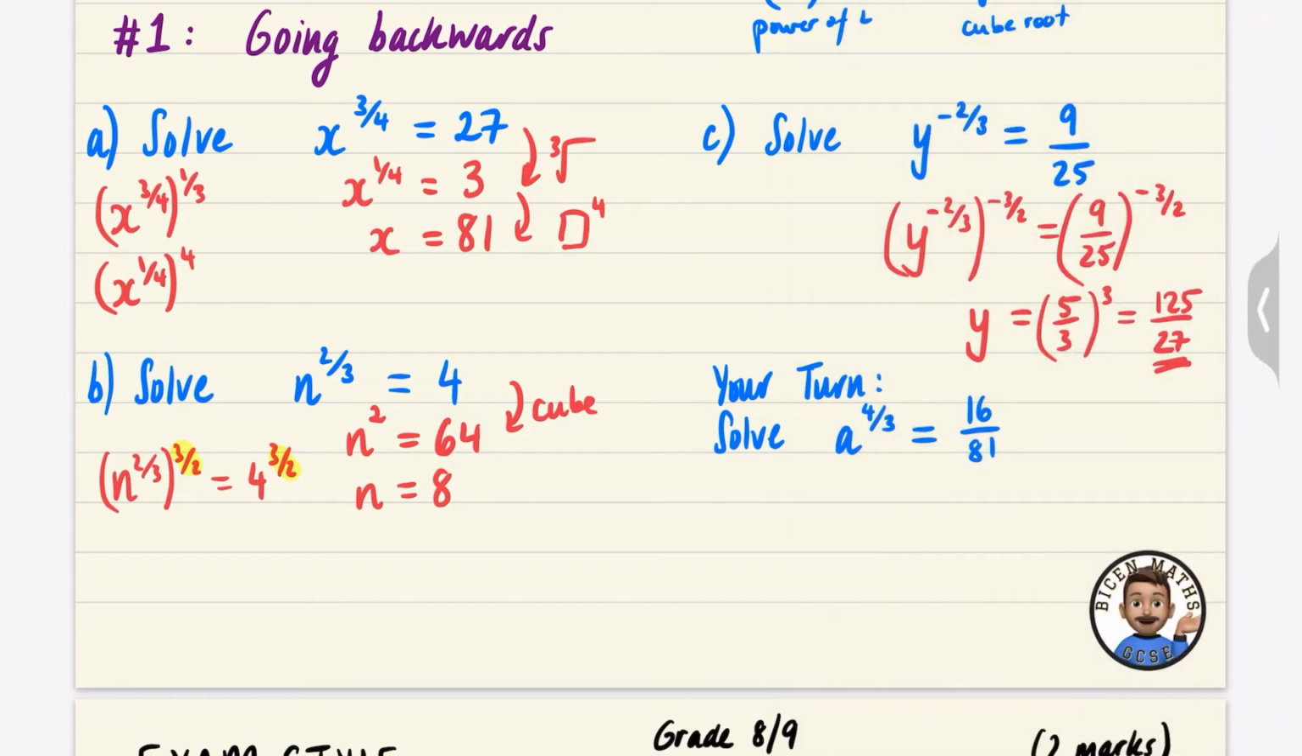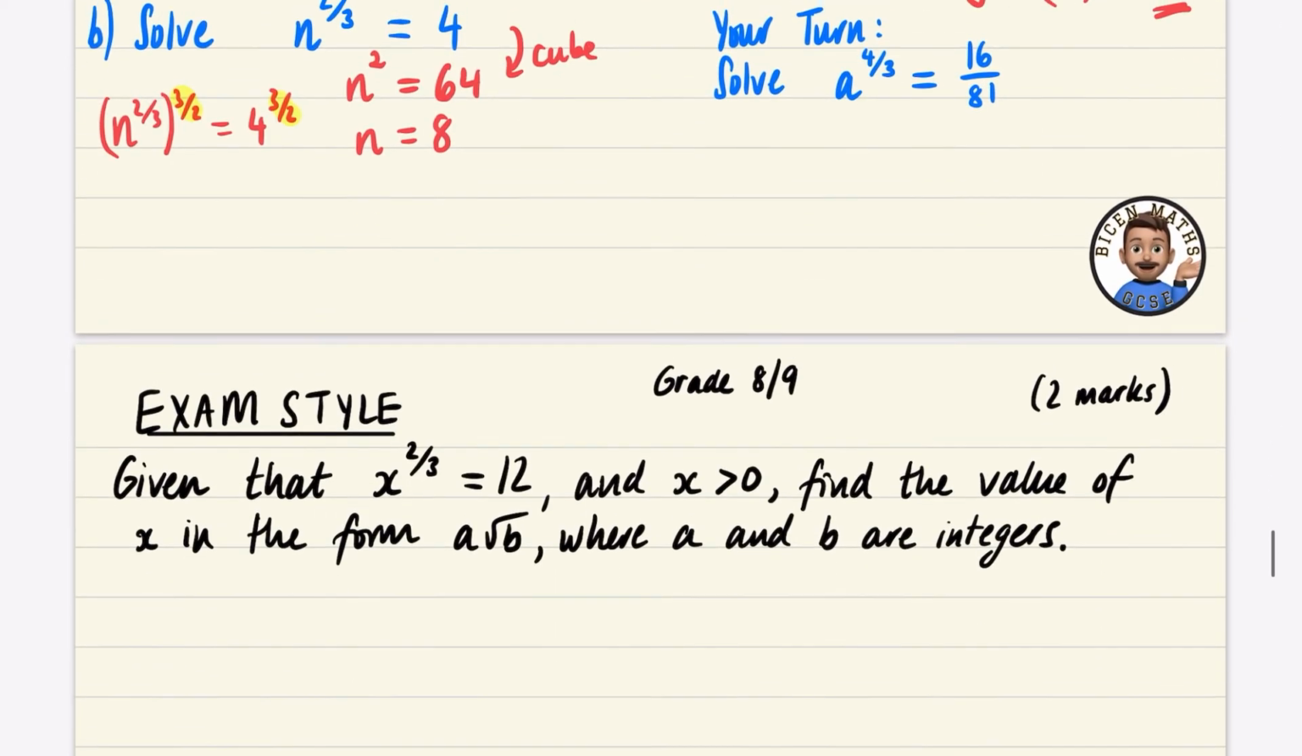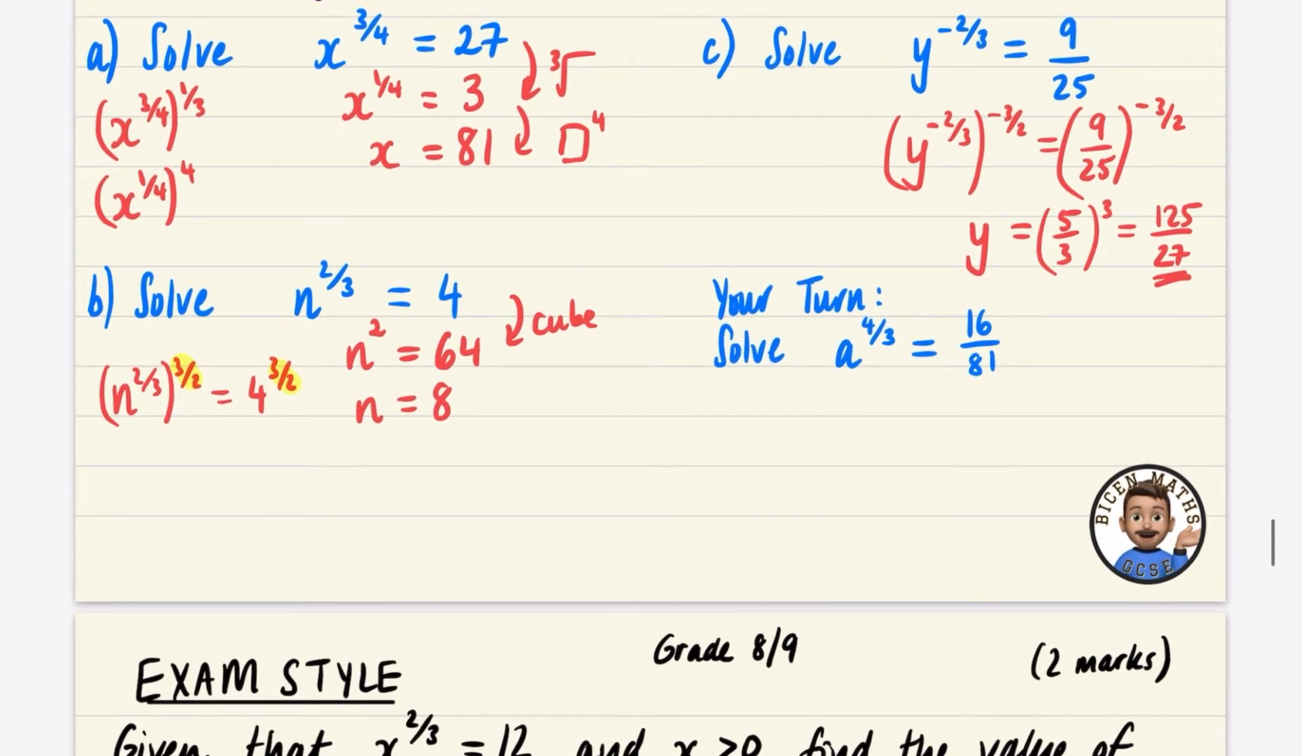So there's one here for you to have a go at, and then we're going to try an exam question together as well. So we'll try this one nice and quick. I'm going to do both sides to the power of 3 over 4, the reciprocal of this 4 over 3. So it will be a to the 4 over 3 to the 3 over 4, which will just give me a. But I need to make sure I do the same thing to both sides of the equation, just like we always did. So I'm going to do the 4th root, and then I'm going to cube it.